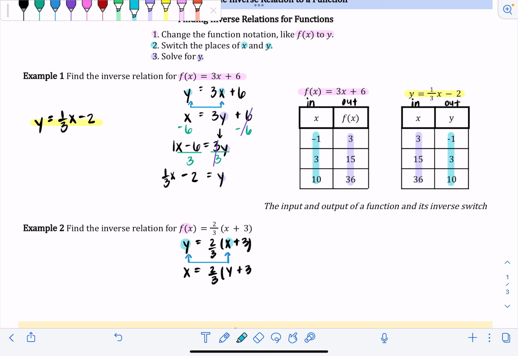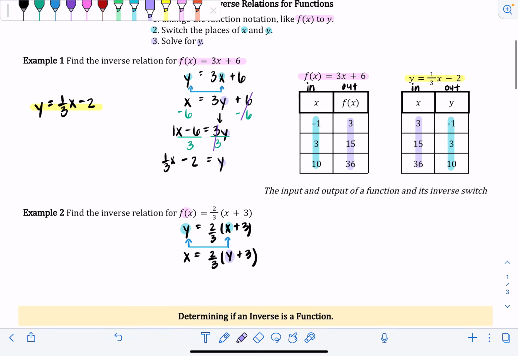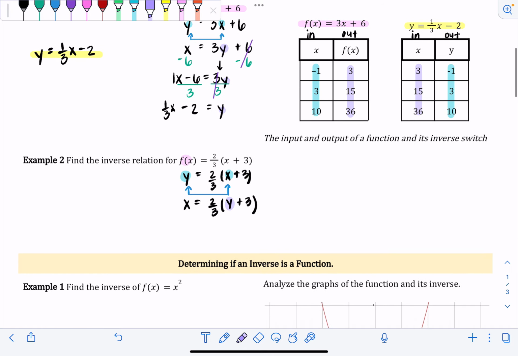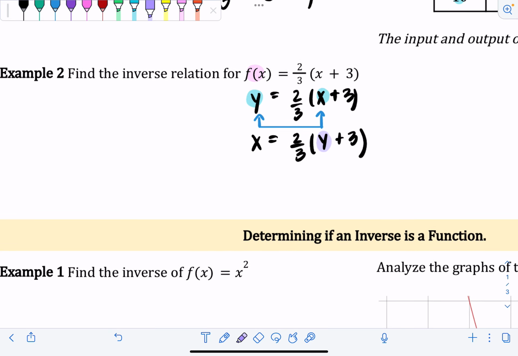And then step 3 says solve for y. So y is right here. Solving for it means to get it completely by itself. With this equation, there's a couple different ways that we can do it. One method is to distribute in that 2/3 to get rid of the parentheses, but you don't necessarily have to do that. I don't know how much we've done this so far this year, but I'm going to show you guys how to cancel out the 2/3.